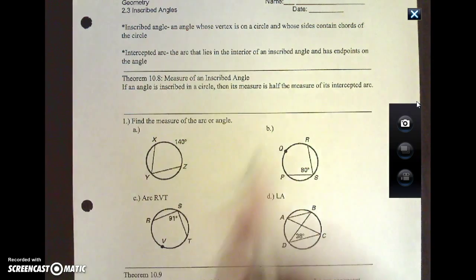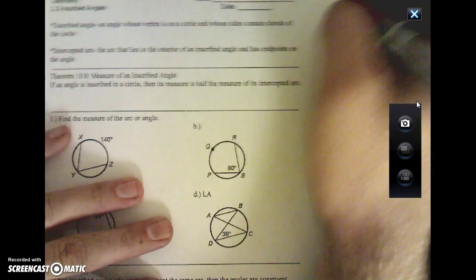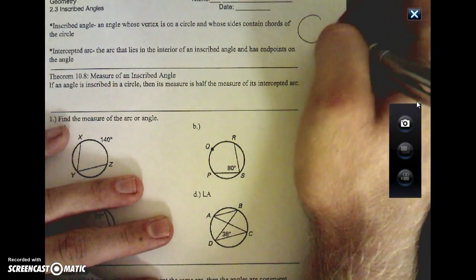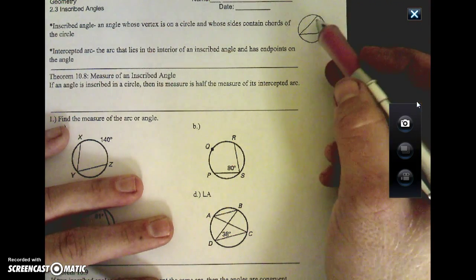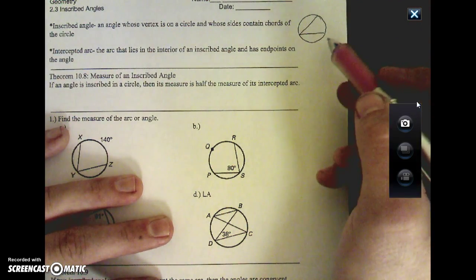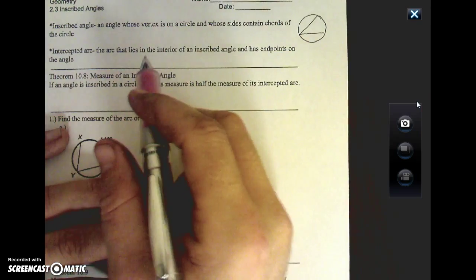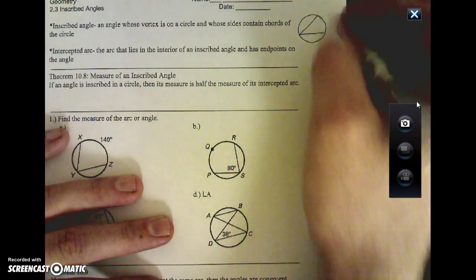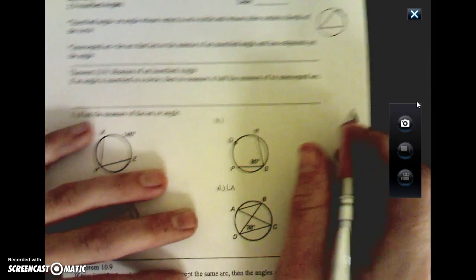An inscribed angle is an angle whose vertex is on a circle and whose sides contain chords of the circle. All we're saying is this. As long as it goes all the way back, that would be your inscribed angle. Now, the intercepted arc is the arc that lies in the interior of the inscribed angle, right here. Okay, that's your intercepted arc for this particular case.